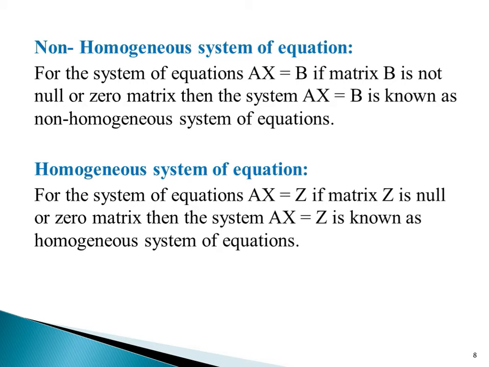Okay, and if matrix B is 0, that is matrix Z, which is a null matrix, then the system of equations is a homogeneous system. Okay, so remember this one.